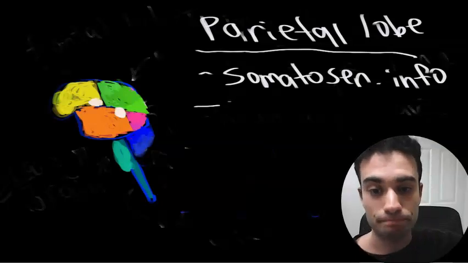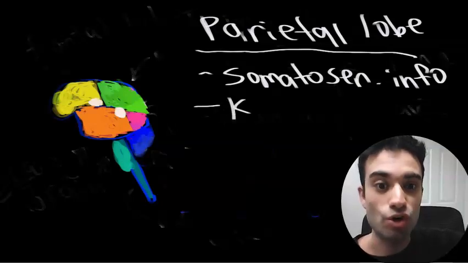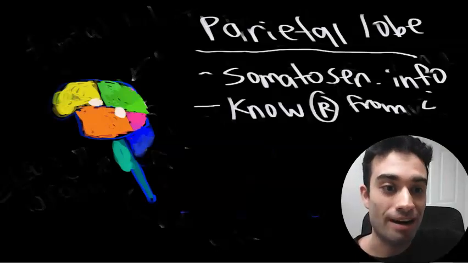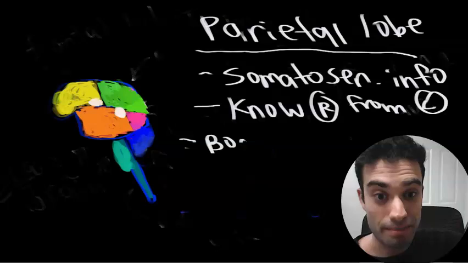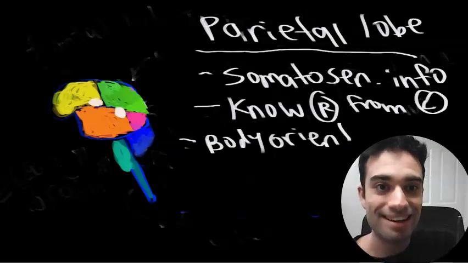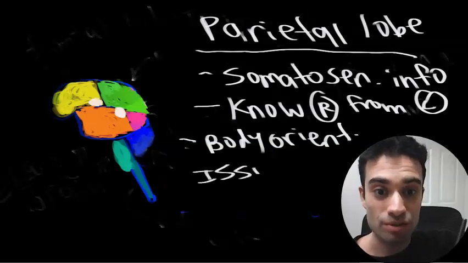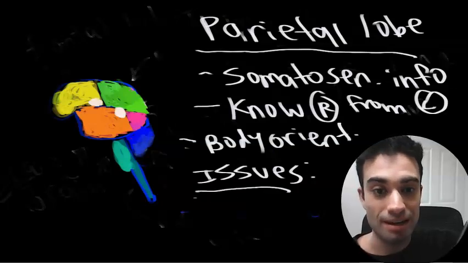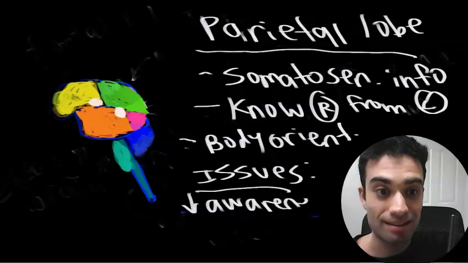Another function of the parietal lobe is spatial orientation, knowing right from left. So knowing where you are in space is really important. And body orientation, as I already mentioned. And awareness in space. So if there are any issues associated with the parietal lobe, you are going to essentially lose the ability to tell where you are in space. So you're going to have reduced awareness and also reduced hand-eye coordination.